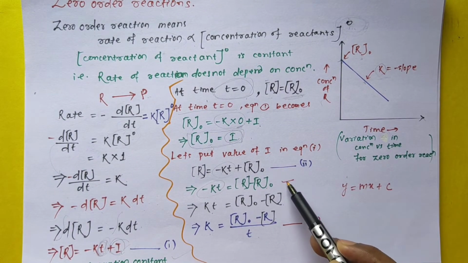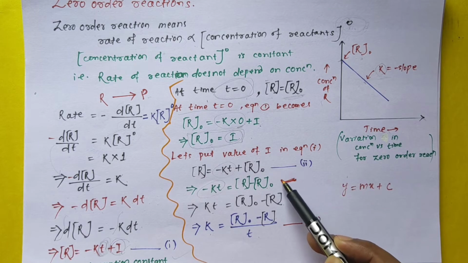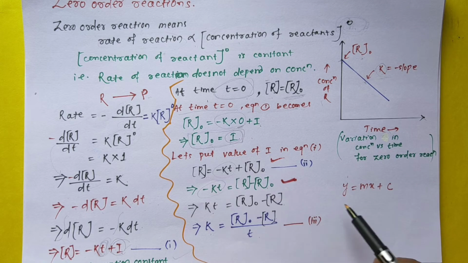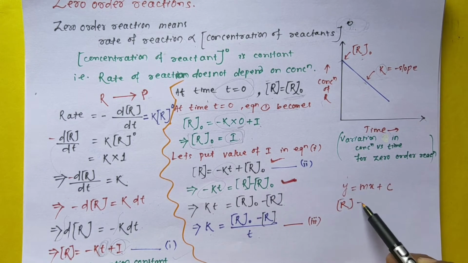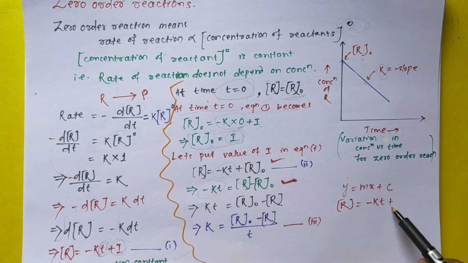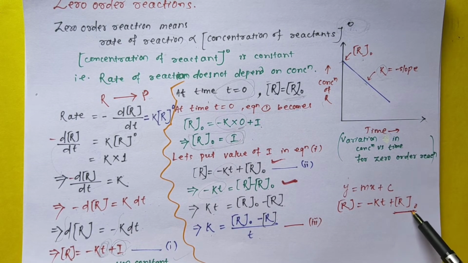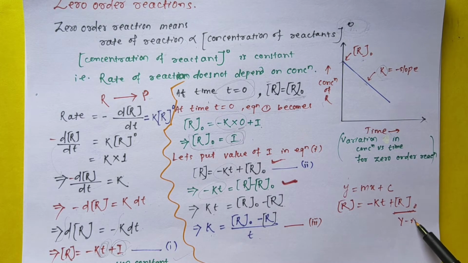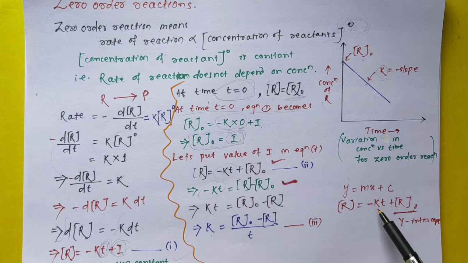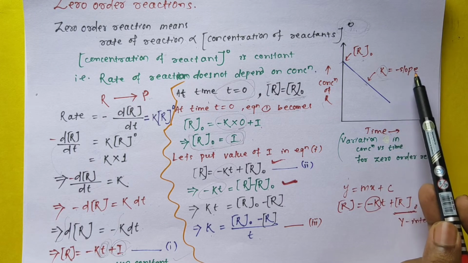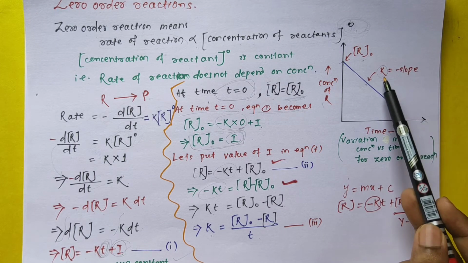Let's arrange this equation. I am going to change this expression slightly. Better we will see this expression. So you see here, concentration of R is equal to minus kT plus concentration of R naught. This is C. C means what? Y intercept. This is Y intercept. Clear? And this gives your slope. Slope is equal to minus K. So here it is written K is equal to minus slope, or you can write slope is equal to minus K.